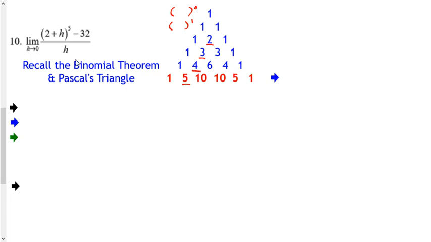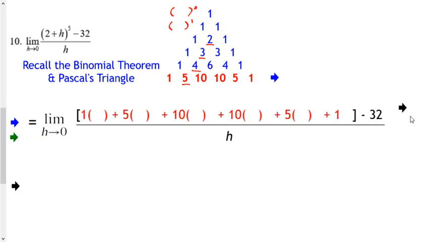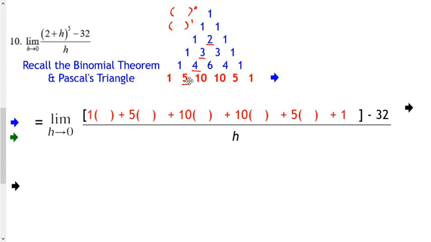So here's what I get from this expansion here for Pascal's triangle. So here are my coefficients, the 1, 5, 10, 10, 5, 1. So that red stuff corresponding to this line from Pascal's triangle. I still have the minus 32 up there, so I have minus 32 all over the h, and I'm looking for the limit as h approaches 0.